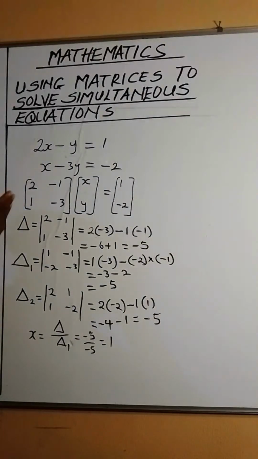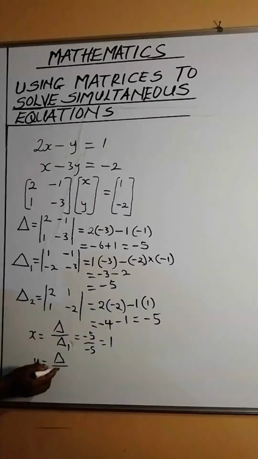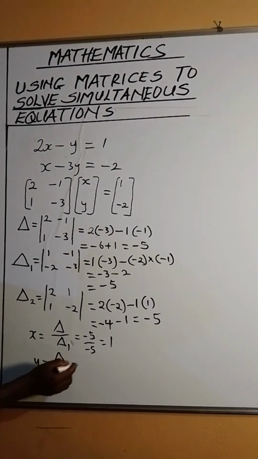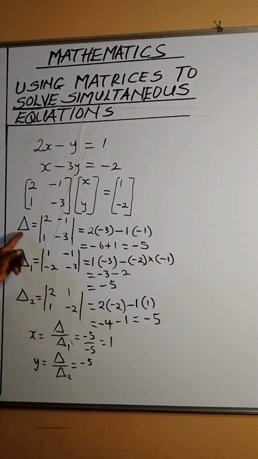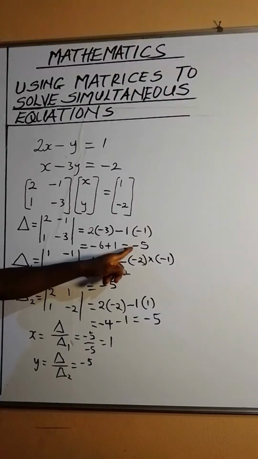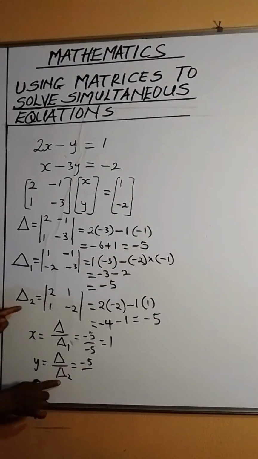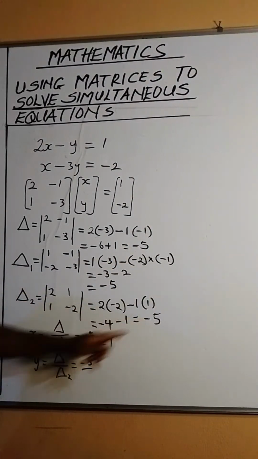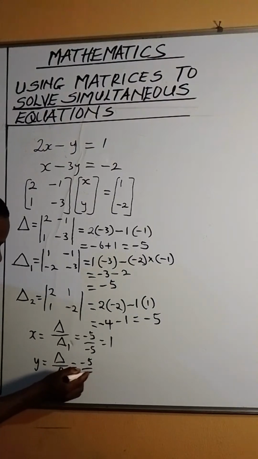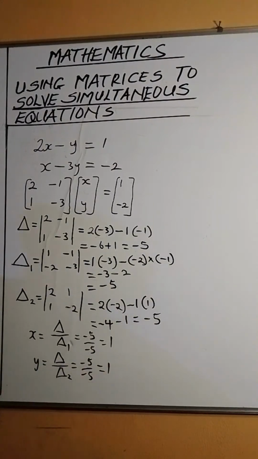Okay, it's as simple as the first one. So our y is going to be theta again, but this time it will be divided by delta 2. And that gives us minus 5, because delta is minus 5. Look at it here. Delta is minus 5. Then divided by delta 2, which is also minus 5. Look at minus 5 here. And that gives us 1. Okay, so that's what we are going to get.